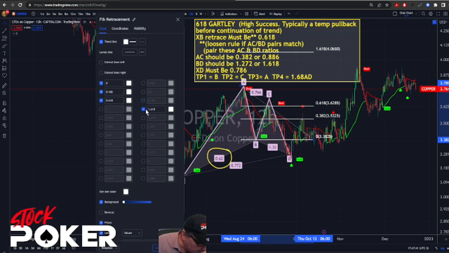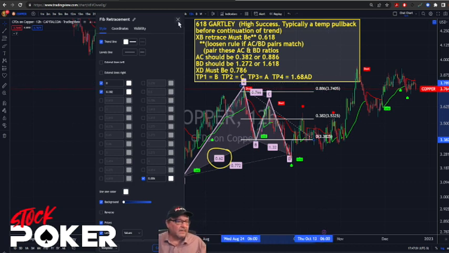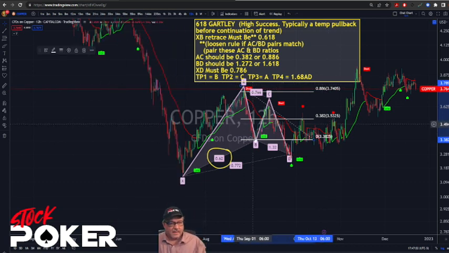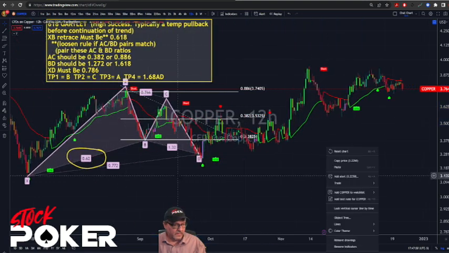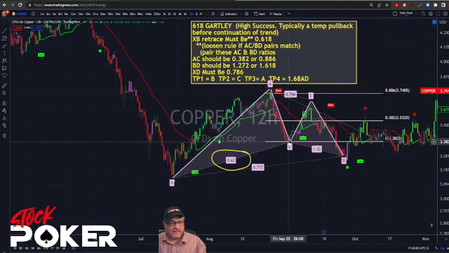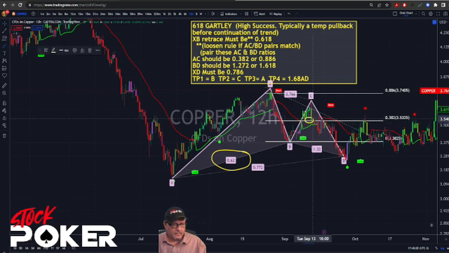Let's turn off some of these other ones so they don't get in our way. Or the 886, and I have the 886 down here. Ideally, you would like to see this retrace of this leg right here, and let's zoom in a little bit just so you can see it. Ideally, you would like to see this retrace hit either the 382 or the 886. That would be better.